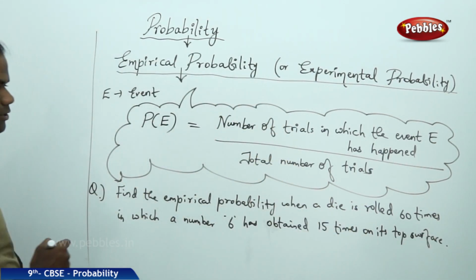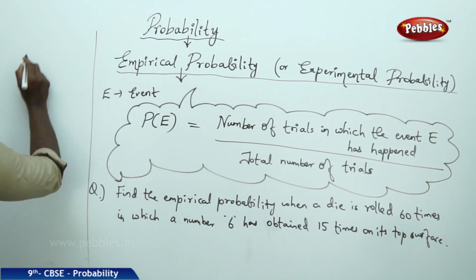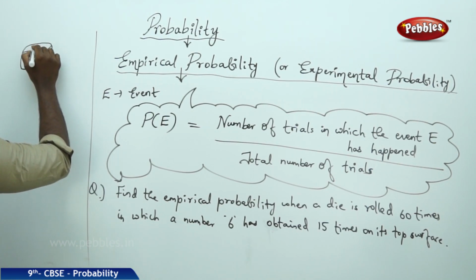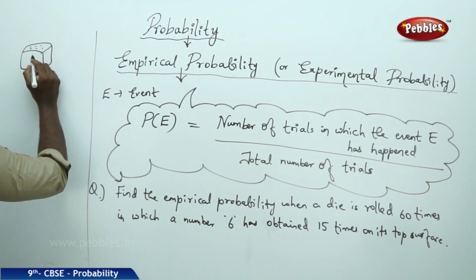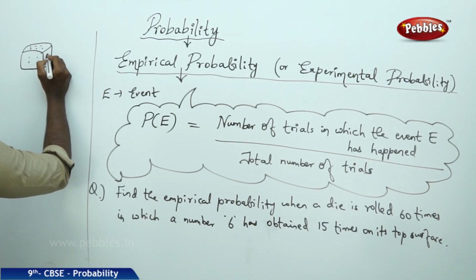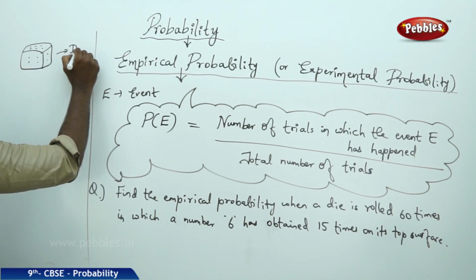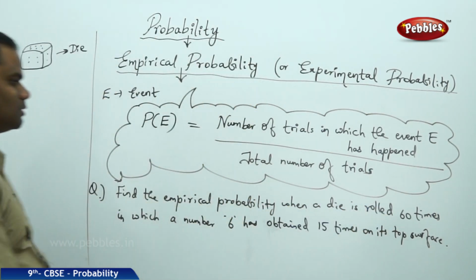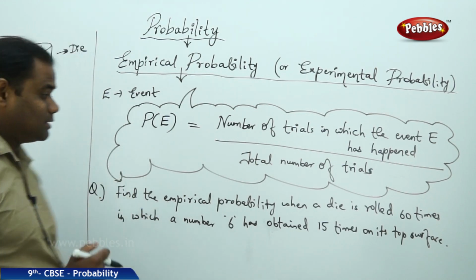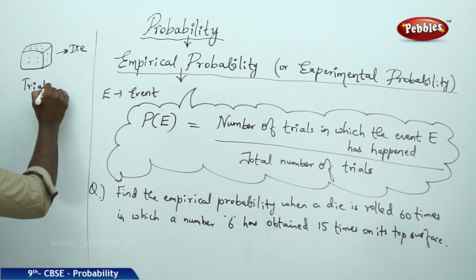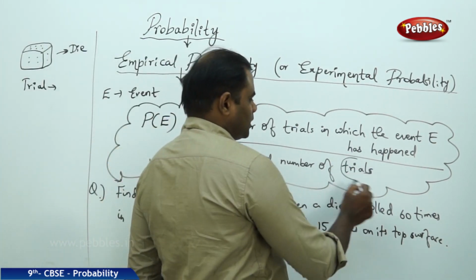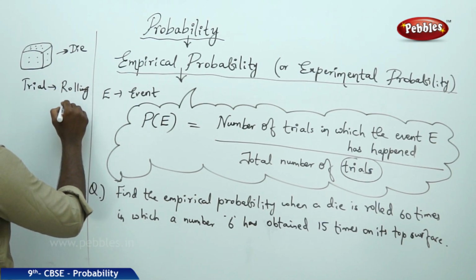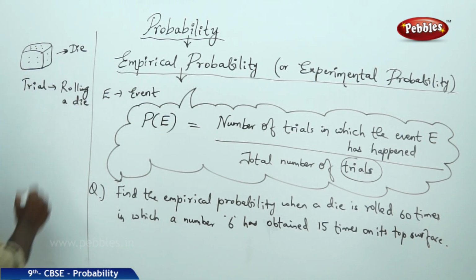So here I have a question which relates to a die or a dice. So we all know that a die is usually used with this shape. It has the numbers something like this. So this is the die. So in this case, a die is rolled 60 times. So here, rolling of a die is a trial. So the first thing I identify here is that the trial which I'm talking about in my formula is, for this example problem, rolling a die. So rolling a die is my trial.